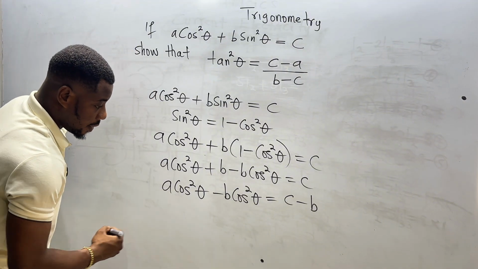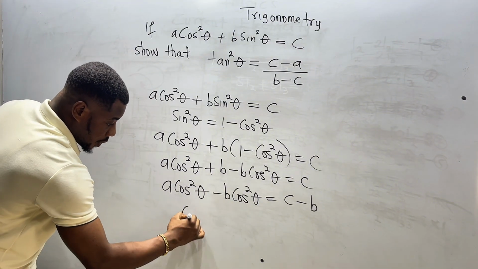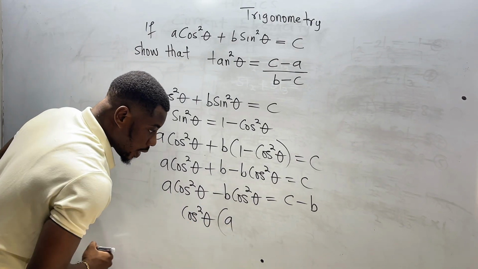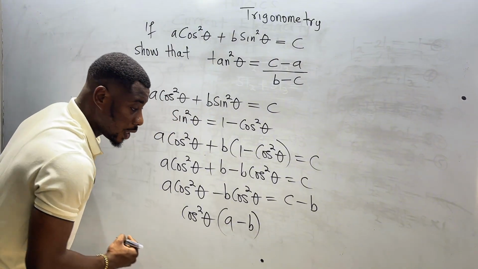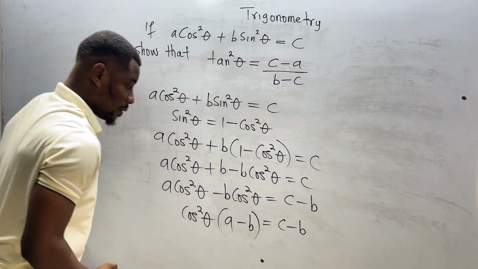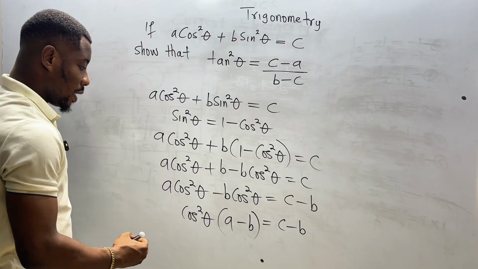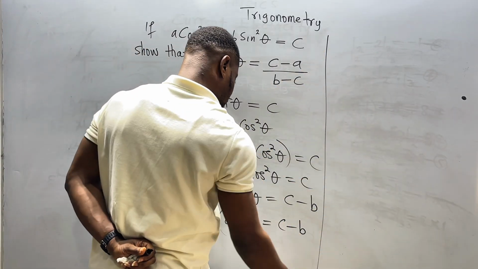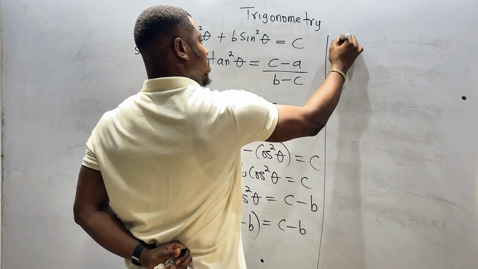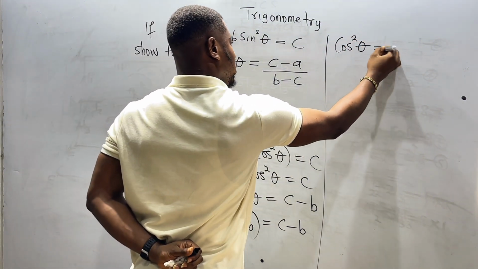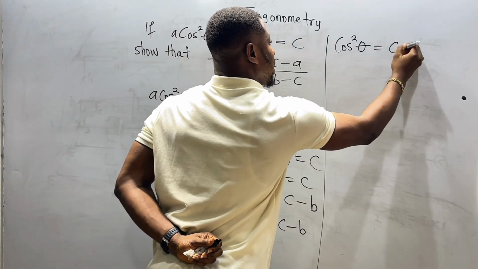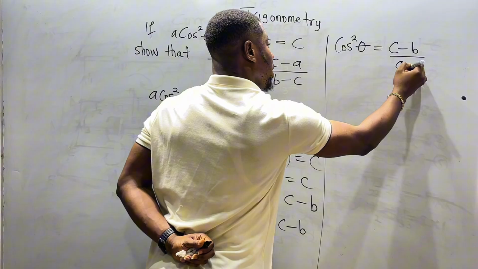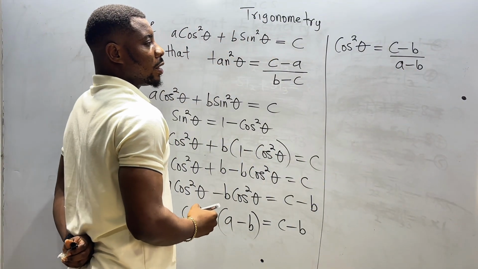What I have here is that cos squared theta is common. So if I bring out cos squared theta, I'll be left with a here and b here, and this is equal to c minus b. If I make cos squared theta the subject, cos squared theta is going to be c minus b divided by a minus b.